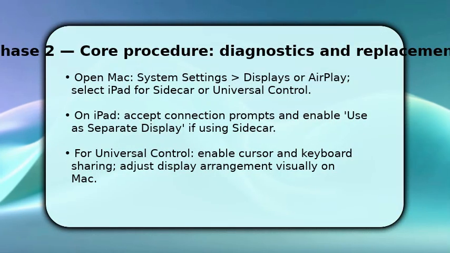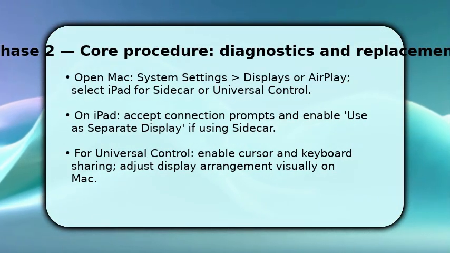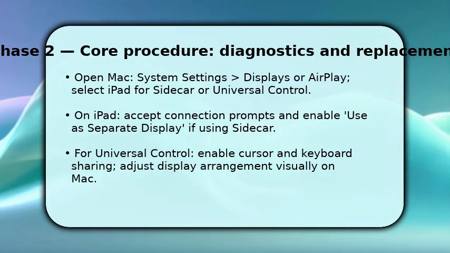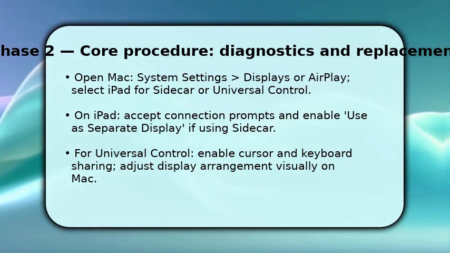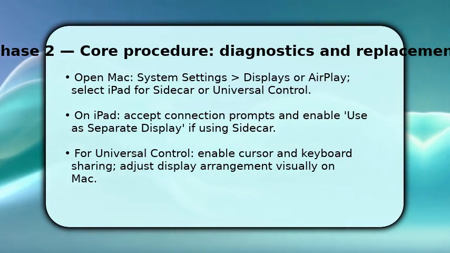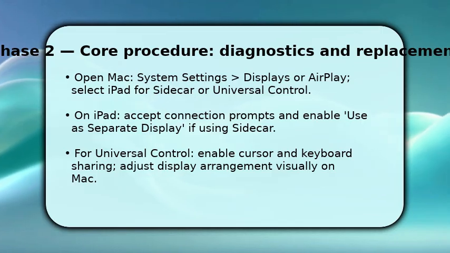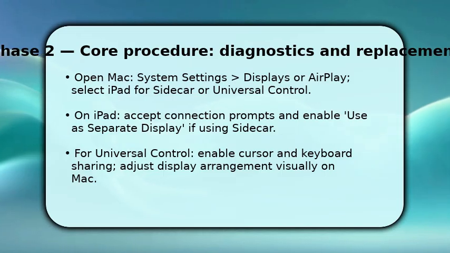Now pick which feature fits your workflow and enable it. On your Mac, open System Settings, then Displays or AirPlay. Choose your iPad from the device list to start Sidecar or Universal Control. On the iPad, accept the prompt. When using Sidecar, choose Use as Separate Display to extend your desktop rather than mirror it.